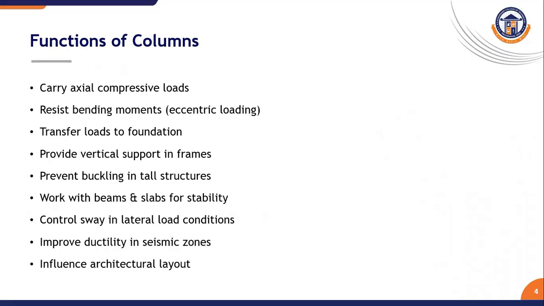Function of columns. Columns are the backbone of RCC frames. They primarily carry axial compression loads but also resist uniaxial or biaxial bending moment depending on the loading conditions. Their role is to provide vertical support to the substructure and transfer load to the foundation. They also help maintain overall stability against lateral forces like wind and earthquake. By forming a rigid frame with the beams and slabs, columns prevent excessive deflection and buckling, especially in seismic zones.